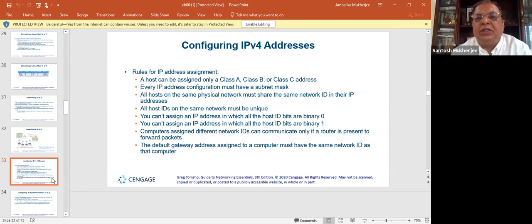You cannot assign an IP address in which all the host ID bits are binary 0, or in which all the host ID bits are binary 1. Computers assigned different network IDs can communicate only if a router is present to forward packets. So if you want to have private networks, you can forward the packets to the private networks, provided they maintain the network IDs. The default gateway address assigned to a computer must have the same network ID as the computer. So if you have a default gateway, that gateway should have the same network ID as that of the computer, so that it can recognize it.